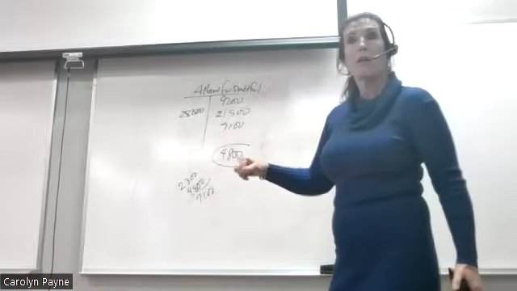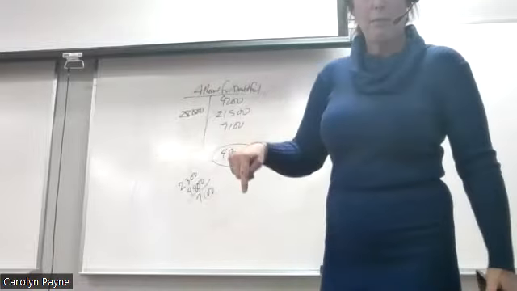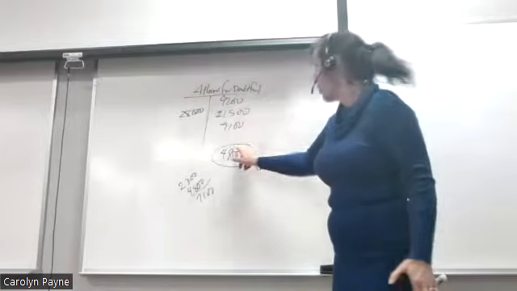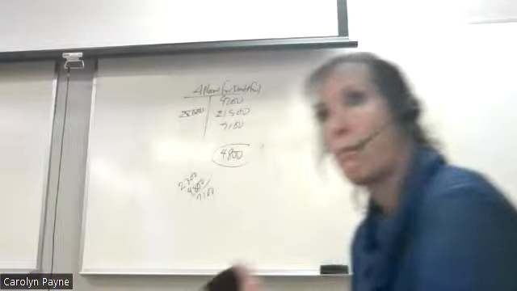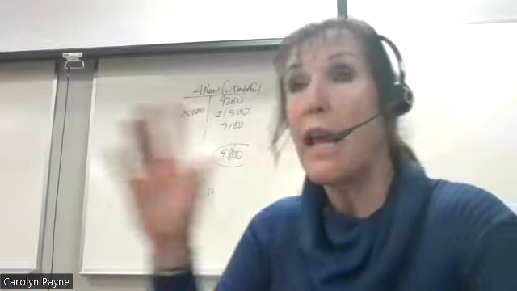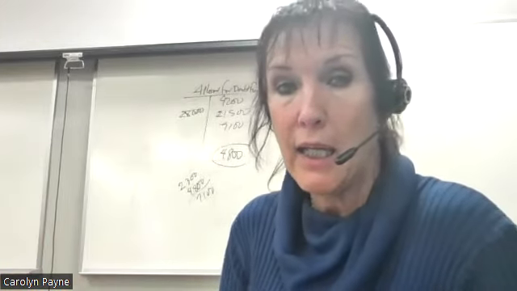So what's the entry? Debit bad debt expense, credit the allowance account. Okay, makes sense? That's balance sheet approach, right? Now, if it was the income statement approach and we estimated that $4,800 worth of accounts were going to go bad, what would be the entry?